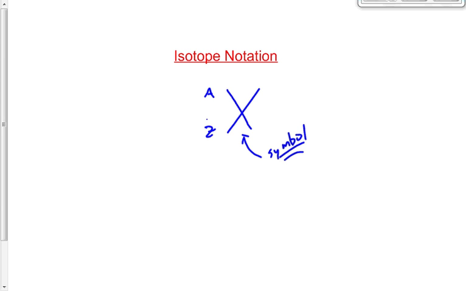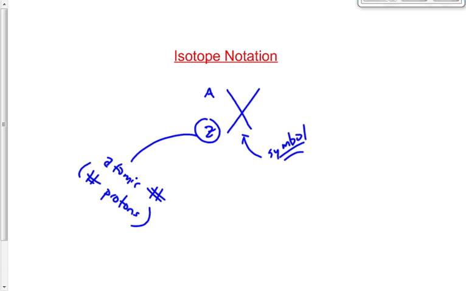Z, the bottom number, is called the atomic number. The atomic number is the number of protons. Now, the number of protons can vary between different elements, but for one particular element, it will never change. Carbon always has 6 protons. Uranium always has 92 protons. Lithium always has 3, I believe. Hydrogen always has 1. Thorium always has 90 protons. It doesn't matter what version or isotope of an element you have, it always has the same number of protons. If you change uranium from 92 protons to something else, then it's not going to be uranium anymore.